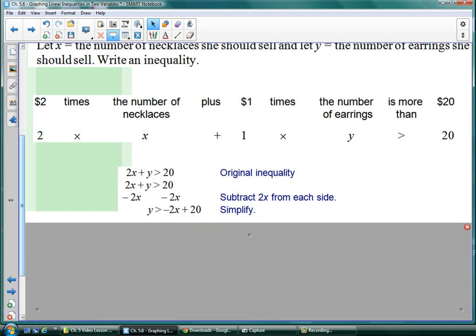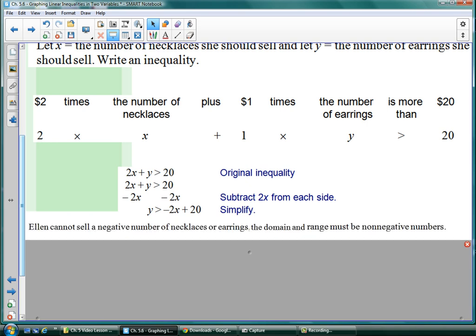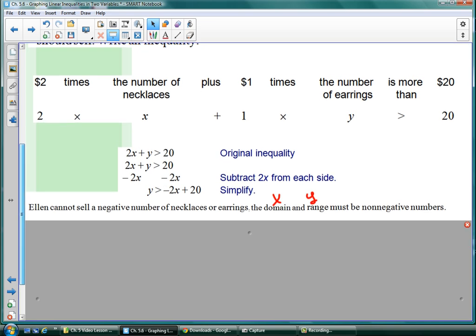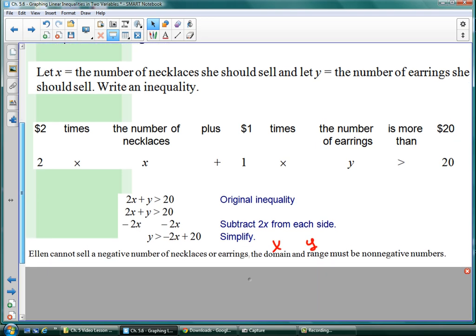I solve it this way, simplify it so that it looks like the y equals mx plus b form, even though this is an inequality. Then I have to really understand the problem. I have to understand what I'm going to do. So first, she can't sell a negative number of earrings or necklaces. So it doesn't make sense to have a graph that has negative numbers for the domain, being your x's, or the range, being your y's. So we're going to end up in the first quadrant. Positive y's, positive x's.